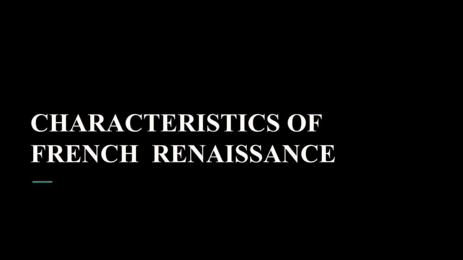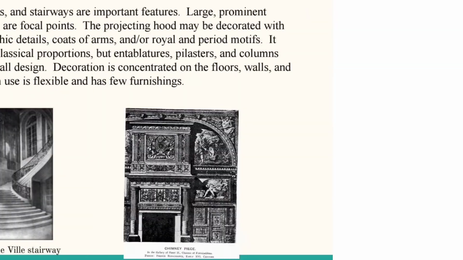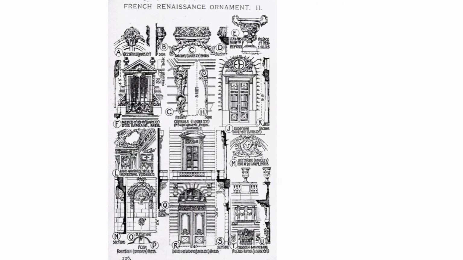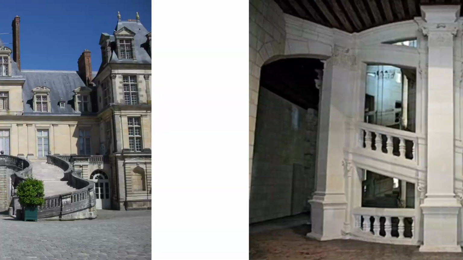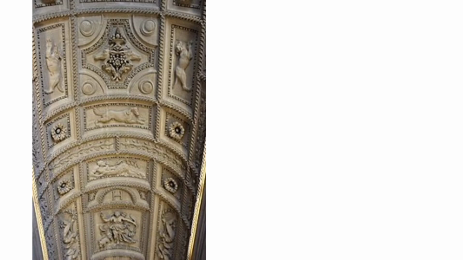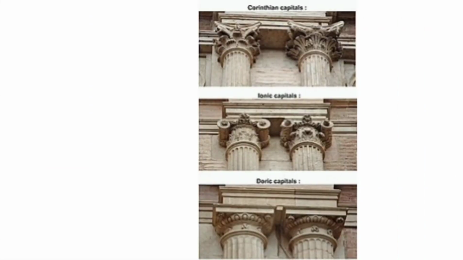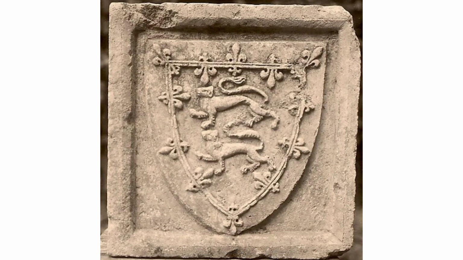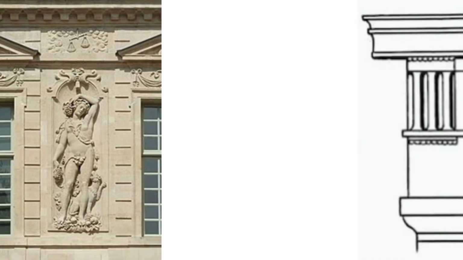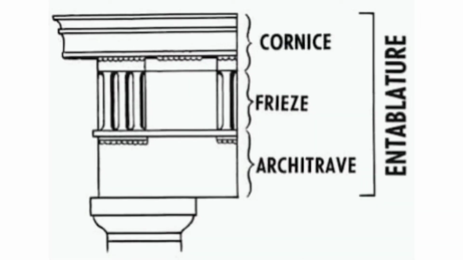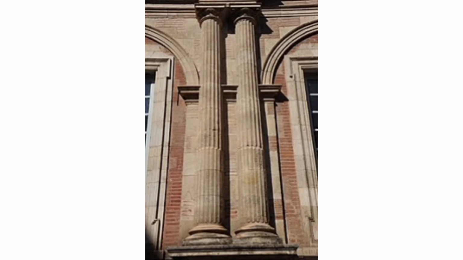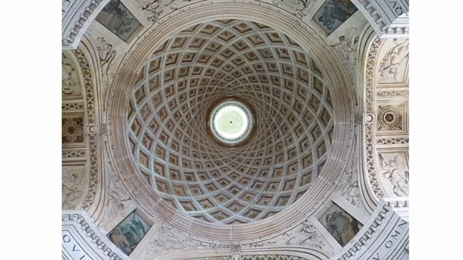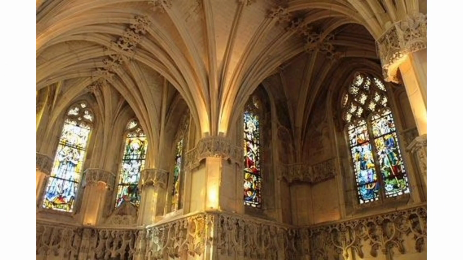Characteristics of the French Renaissance include round arches, pilasters, keystones, balustrades, French doors or windows, chimneys, etc. And the doors, windows, and stairways are the important features here. Large prominent chimney pieces are focal points. The projecting hood may be decorated with classic and Gothic details, coats of arms, and royal and period motifs. It does not have classical proportions, but entablatures, pilasters, and column shapes the overall design. Decoration is concentrated on the floors, walls, and ceilings. Room use is flexible and has few furnishings.